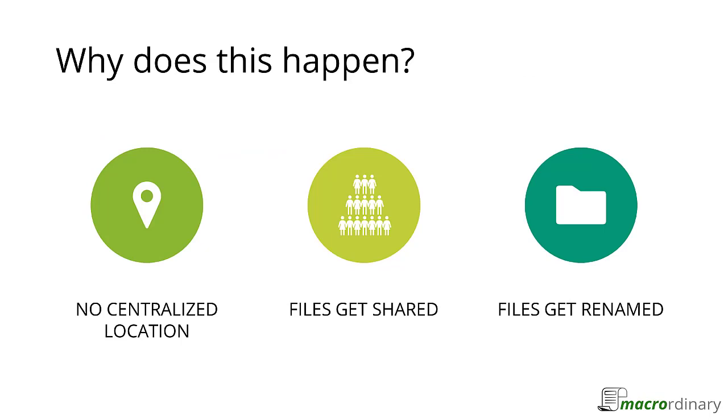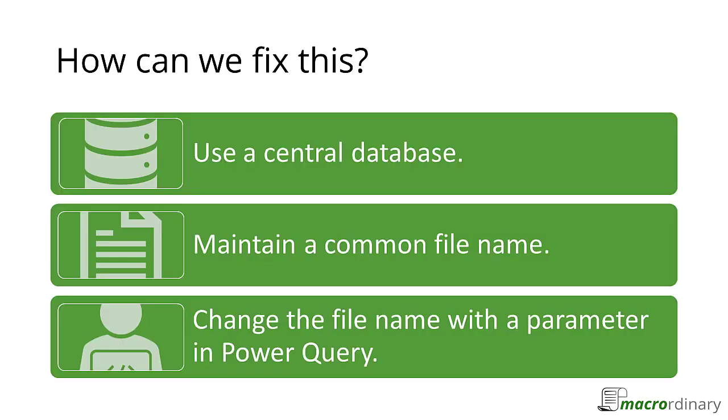When there is generally no central location where data is stored, like a server database, files are shared, usually through email. Sometimes, files get renamed as a form of version control without considering the underlying data flow. There are at least 3 ways to get around this error.